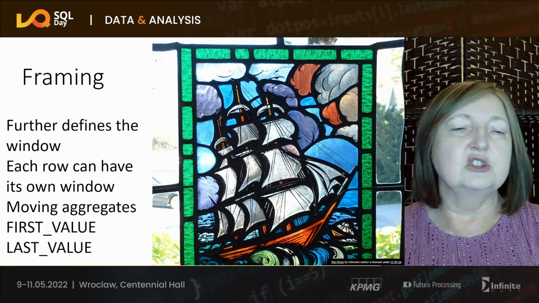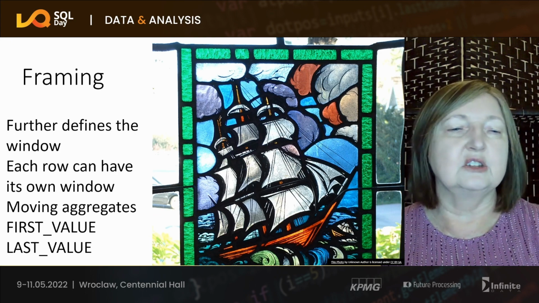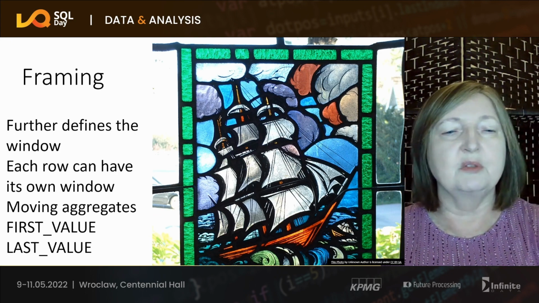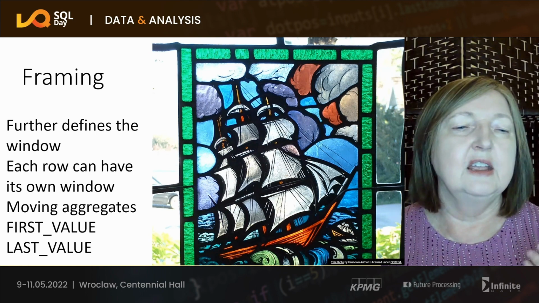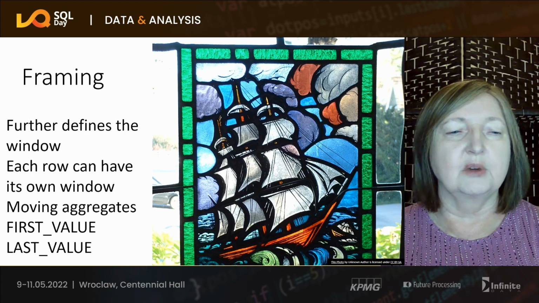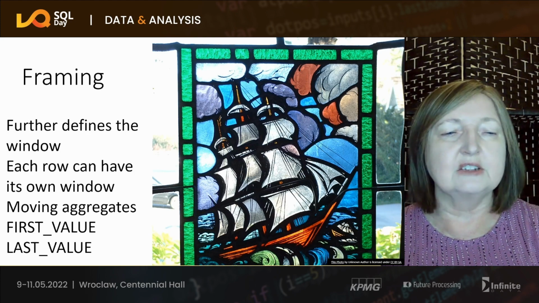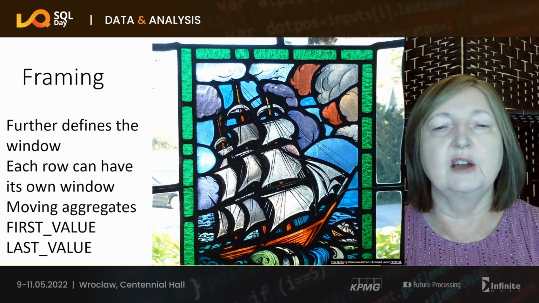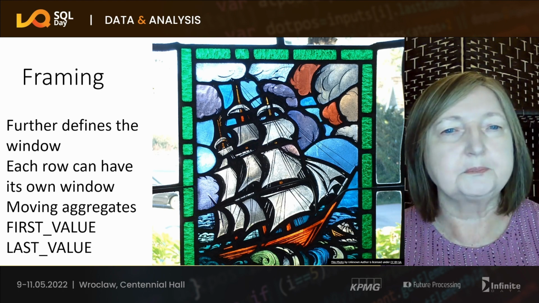This applies to moving aggregates. That's like your running totals, your 3-month moving average, things like that. And also first value and last value. So those are the only 3. I didn't have first value and last value. I think I just had first value in the demo.